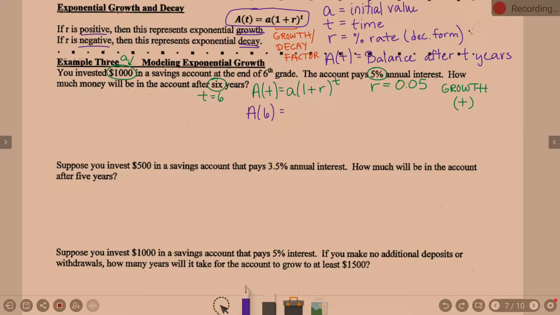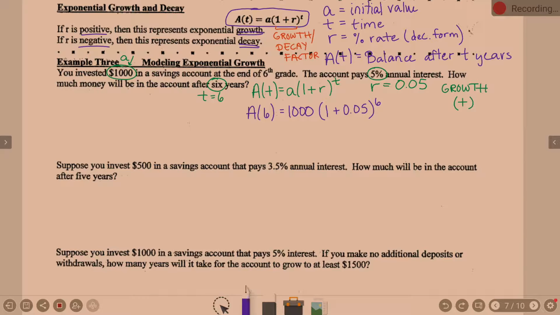Little a is 1,000 times, in parentheses, 1 plus R. What am I putting in for R? 0.05. Raised to the power of T, which is 6.